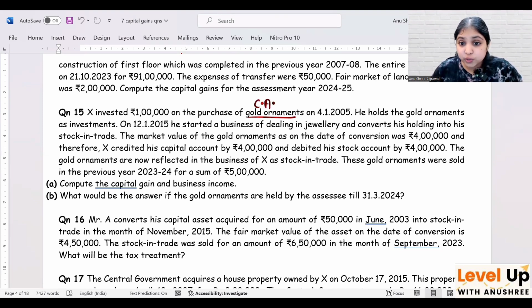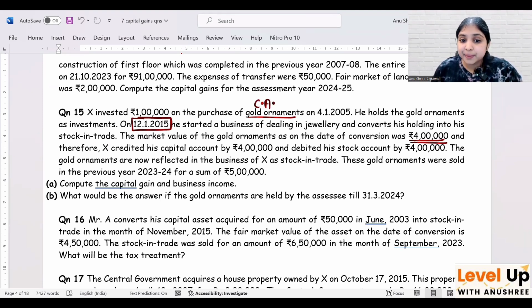He started jewelry business in 2015. At that time, he converted his capital asset into stock in trade. So what is your date of conversion? 12th Jan 2015. Market value of the gold ornaments on the date of conversion was 4 lakhs. You know how important this number is? This is your FMV on the date of conversion.